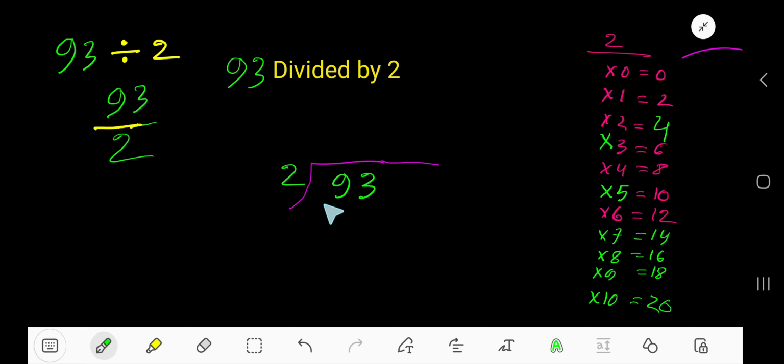Right? So 2 goes into 9 how many times? 5 times is 10, so it is 4 times, right? 4 times 2 is 8. Subtract, and you get 1. Bring down the 3.